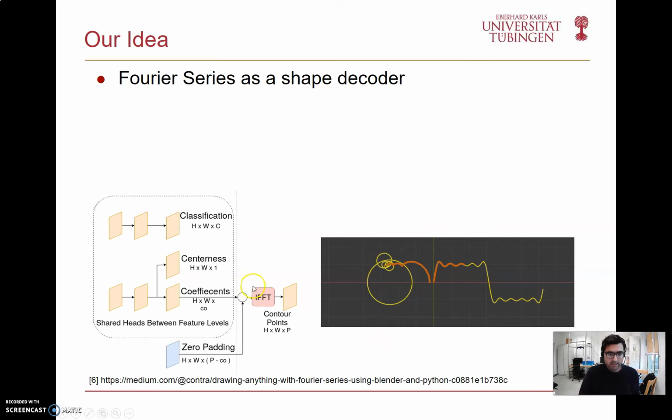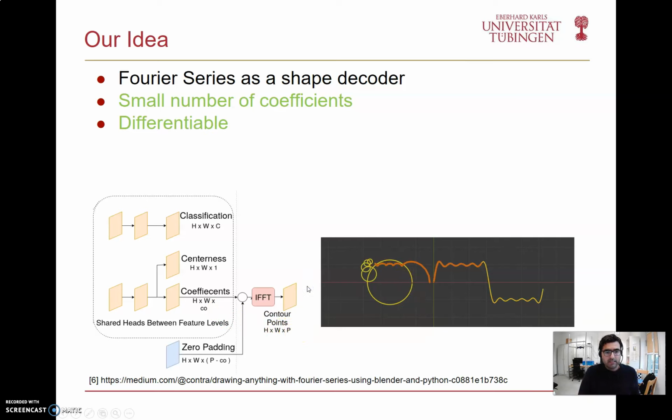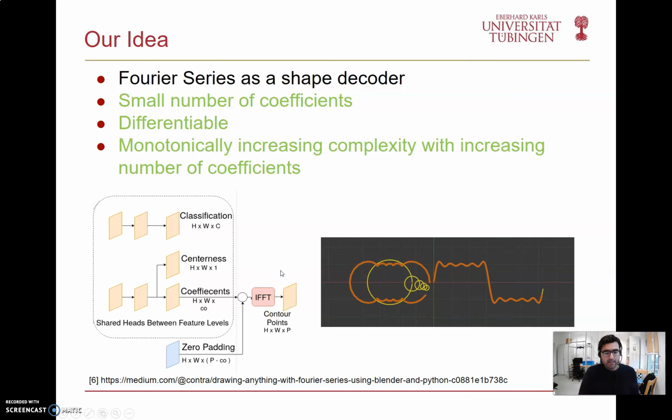Our network has an inverse fast Fourier transform which predicts the contour points, and it forces the network to learn the coefficients of that particular mask that we are training on. The advantage of our method is that we can use a small number of coefficients to predict reasonable masks. Because inverse fast Fourier transform is a linear operation, it's differentiable, and therefore we can train it end to end. And with increasing number of coefficients, we can increase the complexity of the masks.